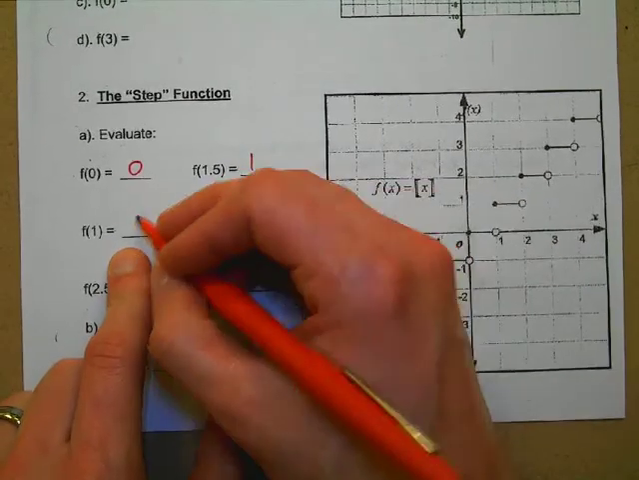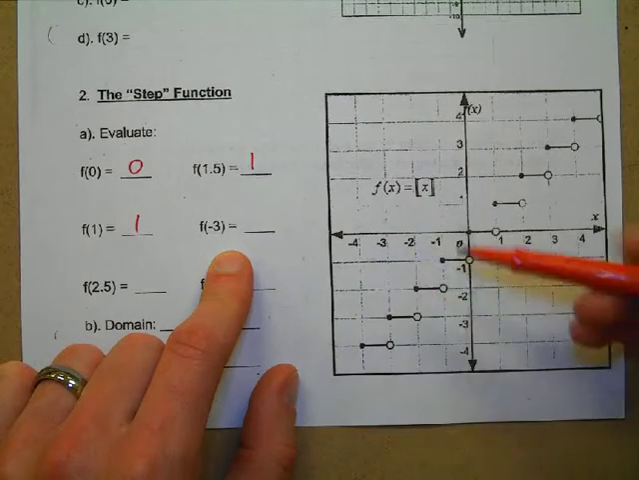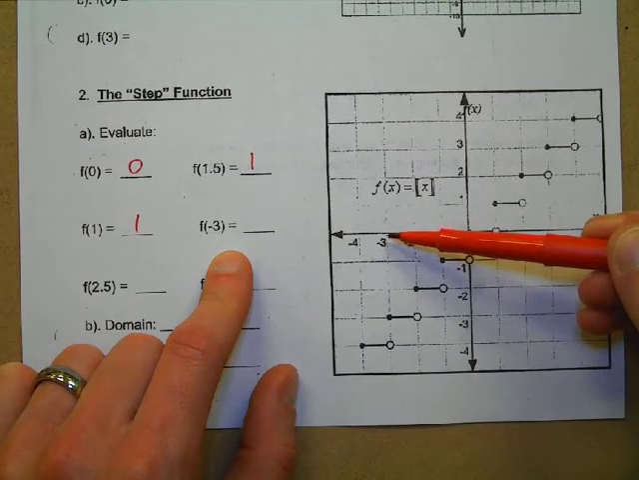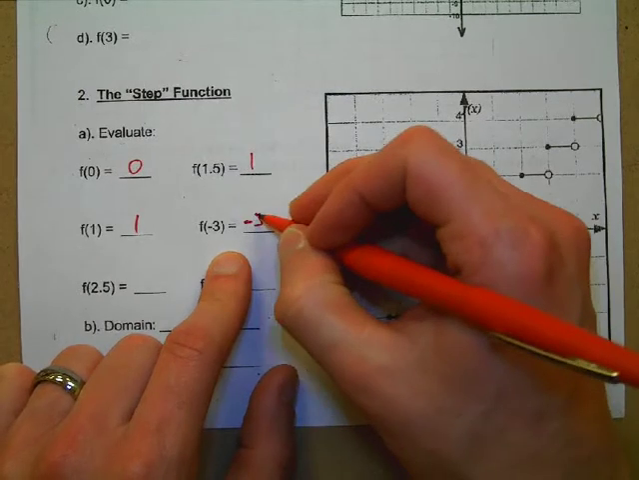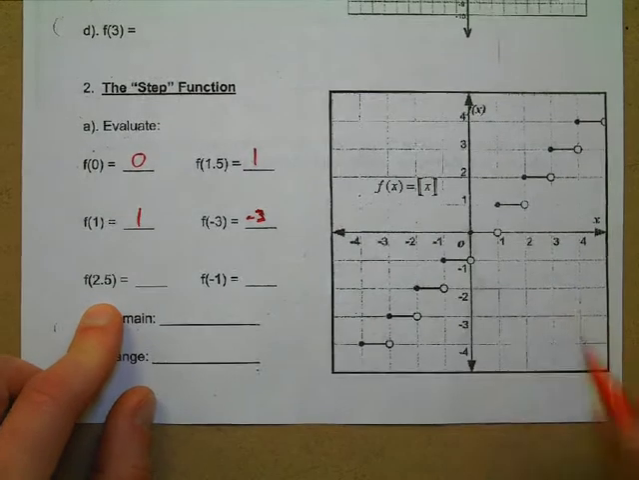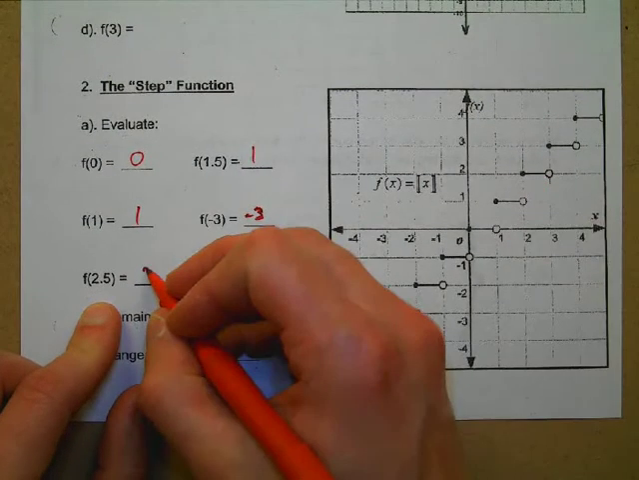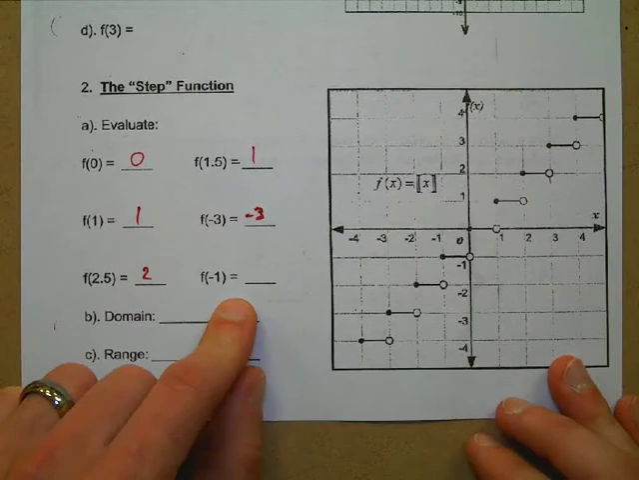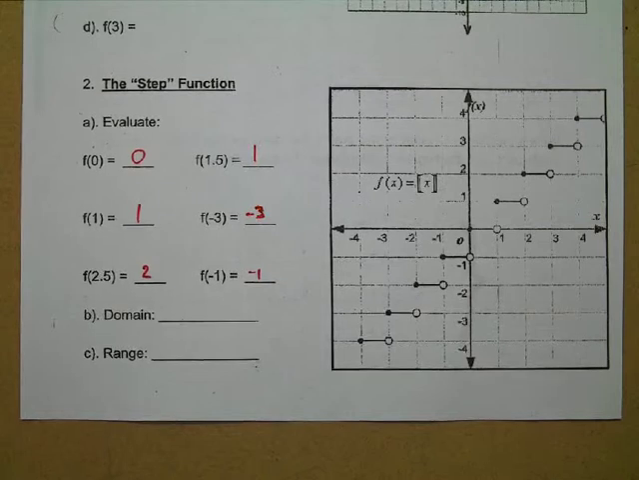What's f of negative 3? Well, now we have to go over here to negative 3, right? What's the y value associated with negative 3? Yeah, negative 3 there, yep. Okay. What's f of 2.5? 2.5 is 2, yeah. Okay. What's f of negative 1? Negative 1. Okay. What's the domain?